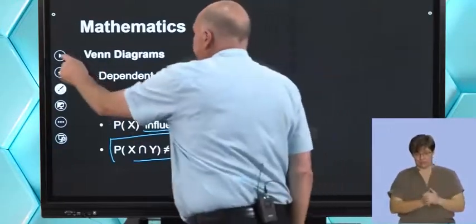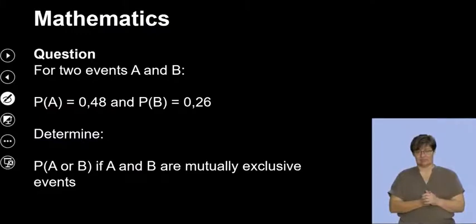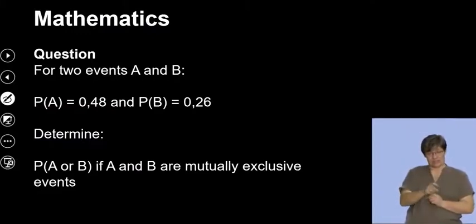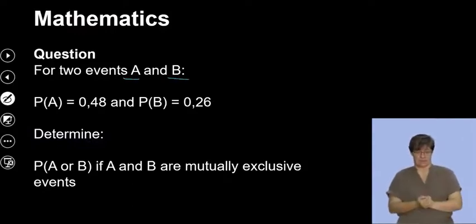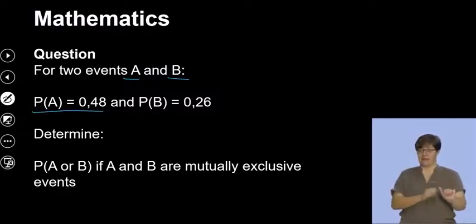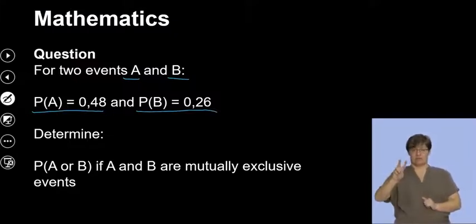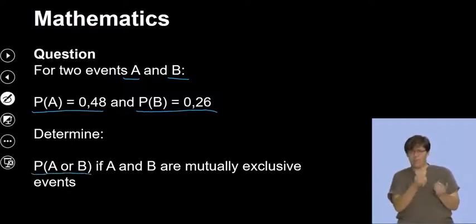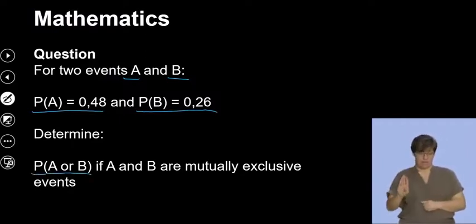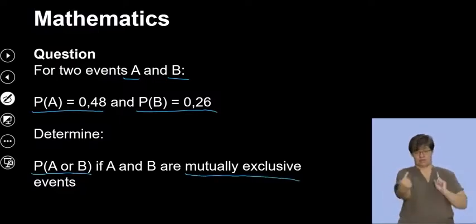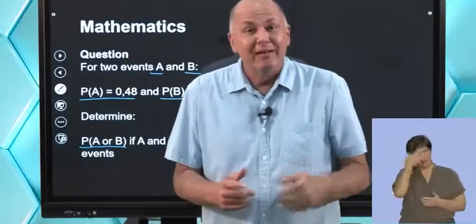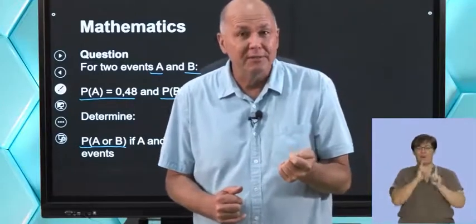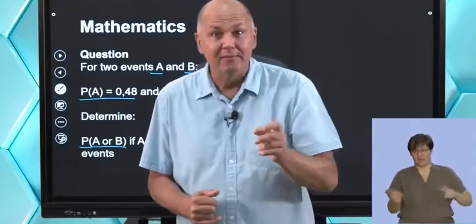Let's go on. In this question we've got two events, A and B. And we're told that the probability of A is 0.48, and the probability of B is 0.26. We're asked to determine the probability of A or B if A and B are mutually exclusive. Well, that's a giveaway. I'm sure you've got it. Think about how you would answer the question, and let's get ready to give you the answer. Here we go.